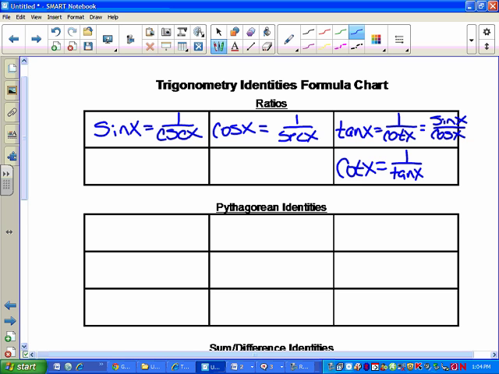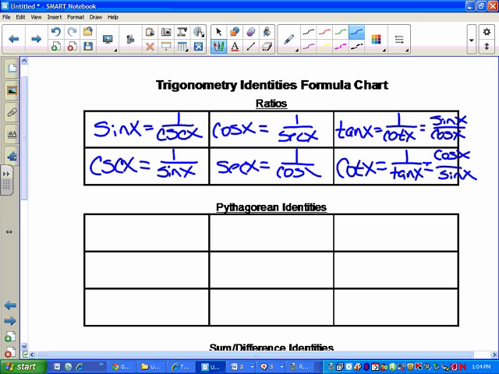Okay, so now let's do cotangent of x, which would be 1 over the tangent of x, or what else could it be? Could be the reciprocal of the one above it, so it would be cosine of x over the sine of x. All of those are legal substitutions. All of those are equivalent, so you can substitute them out. Now this one's easy. The cosecant of x equals 1 over what? Sine of x. And the secant of x equals 1 over the cosine of x.